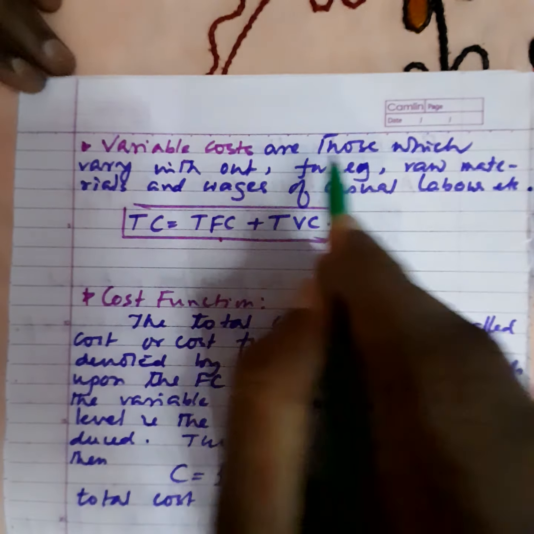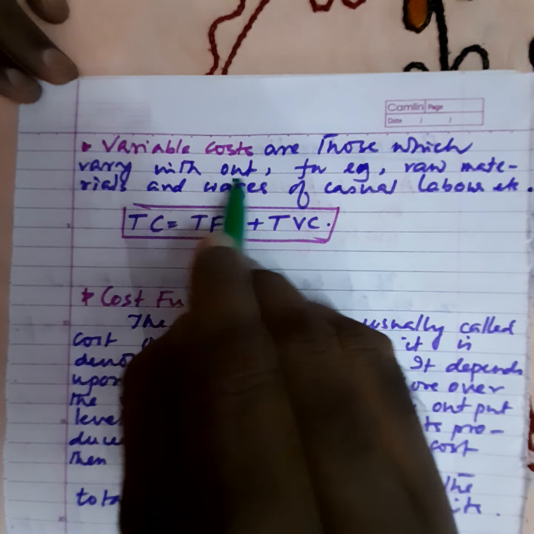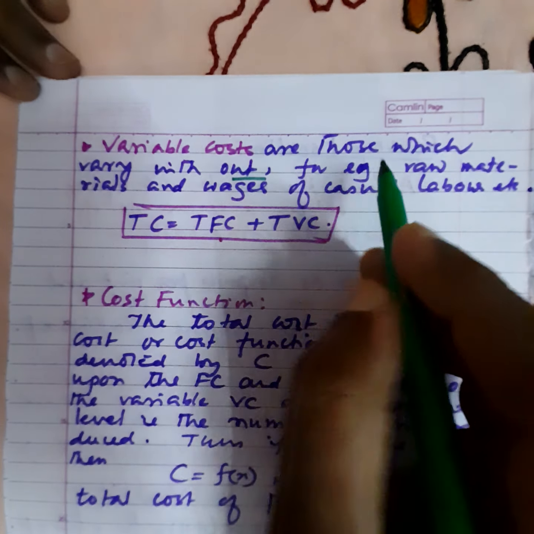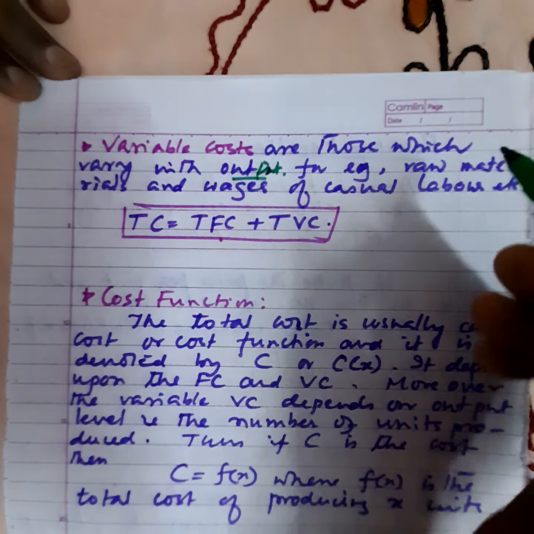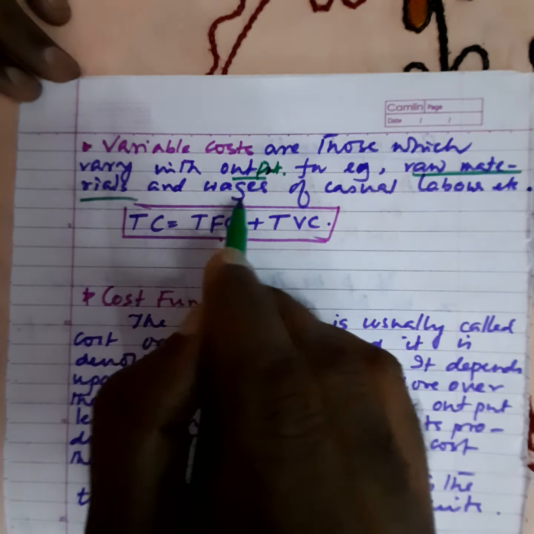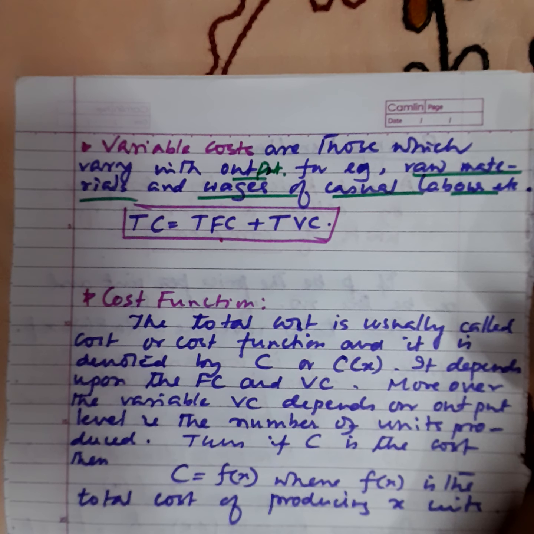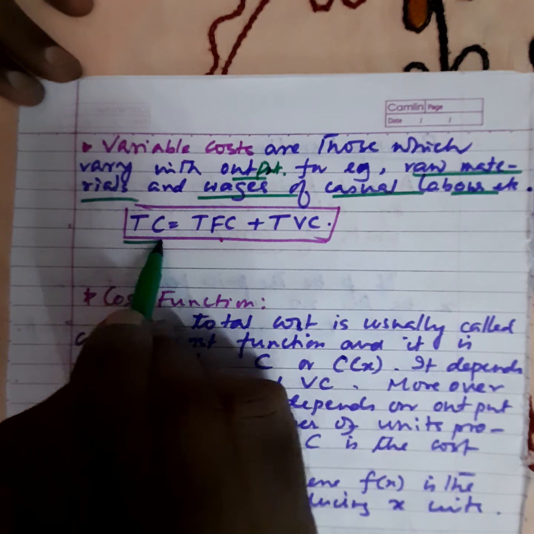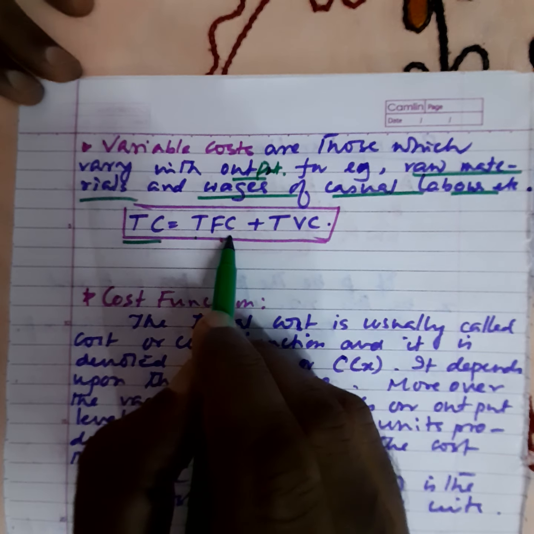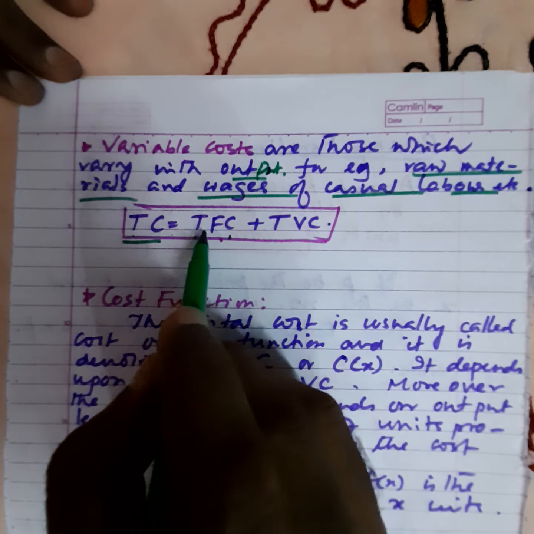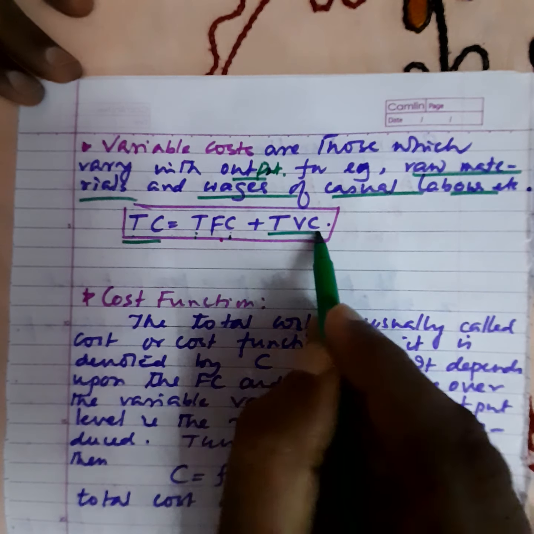Variable costs are those which vary with output, such as raw materials and wages of casual labor. These are the variable costs. The price of raw materials is not fixed. Raw material prices go up and down; it depends upon market demand. So total cost, how can you say? Total cost is nothing but total fixed cost plus total variable cost.